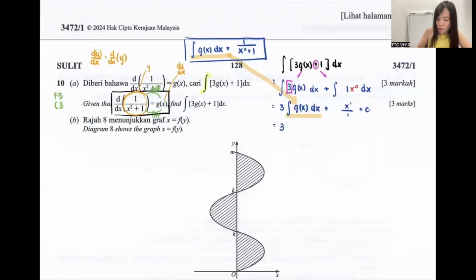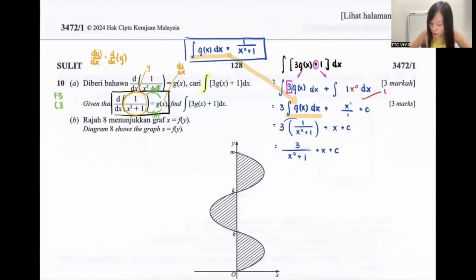So now the 3. What can I write for this thing? Provided that at the start you got it right, the integral of gx dx is equivalent to 1 over x squared plus 1. So this part I can straight away write as 1 over x squared plus 1, plus x plus c. Now open bracket, 3 times 1 times the fraction only times the top. So 3 over x squared plus 1, plus x plus c. Done. 3 marks. When you separate it, 1 mark. When you integrate it correctly and substitute correctly, 1 mark. Getting this answer, another 1 mark. There you go, 3 marks. Done.